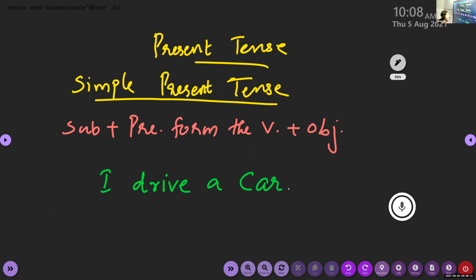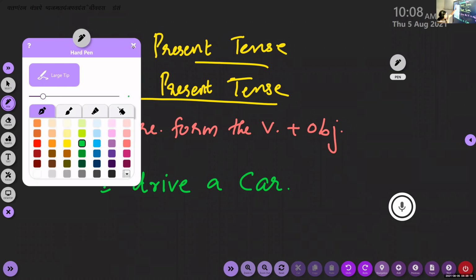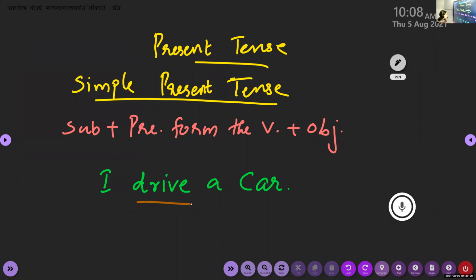Okay, Sriram, identify the finite verb. Drive. It is controlled, it is limited by the subject, isn't it? As we have used the first person pronoun, we should use only the base form of the verb. So drive shows it is the present form of the verb. So this is an example for simple present tense, right? Clear, children?